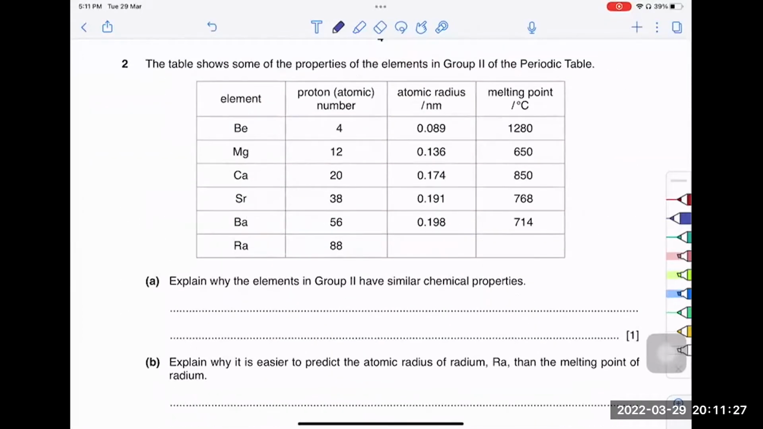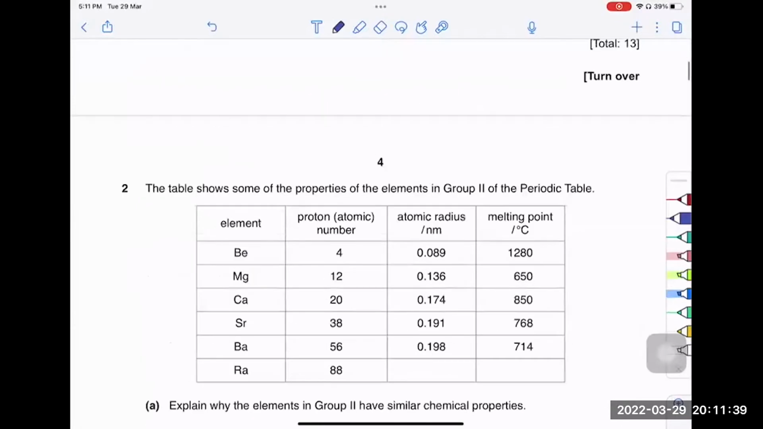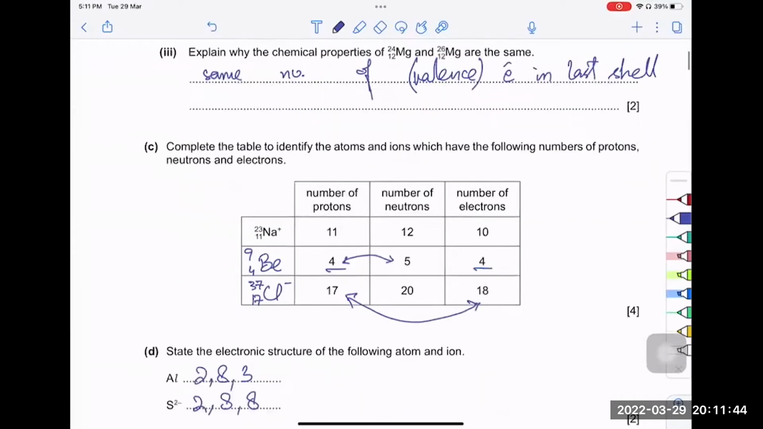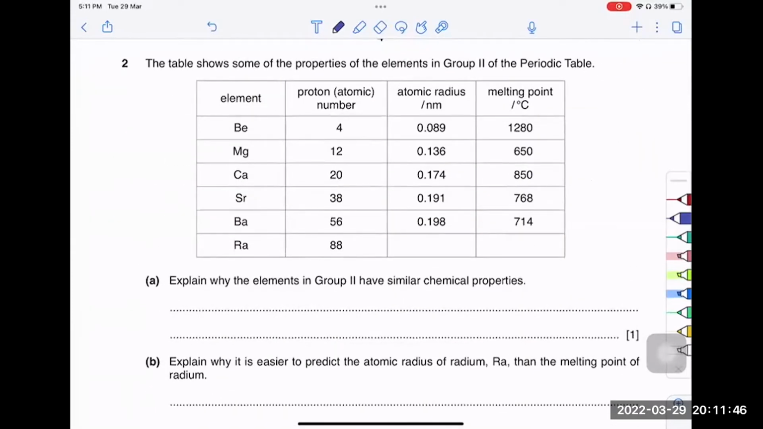Okay, the table shows the properties of elements in group 2. Explain why elements in group 2 have similar chemical properties. ये एक तरह से क्वेश्चन रिपीट हो गया. We just talked about that electrons that are the same in the valence shell, they have the same chemical properties. He is asking the same thing again, but just asking about group 2. In the previous question, it was a general question. Here, the question is about group 2 in particular. So we will say group 2 has the same chemical properties because group 2 have the same electrons.